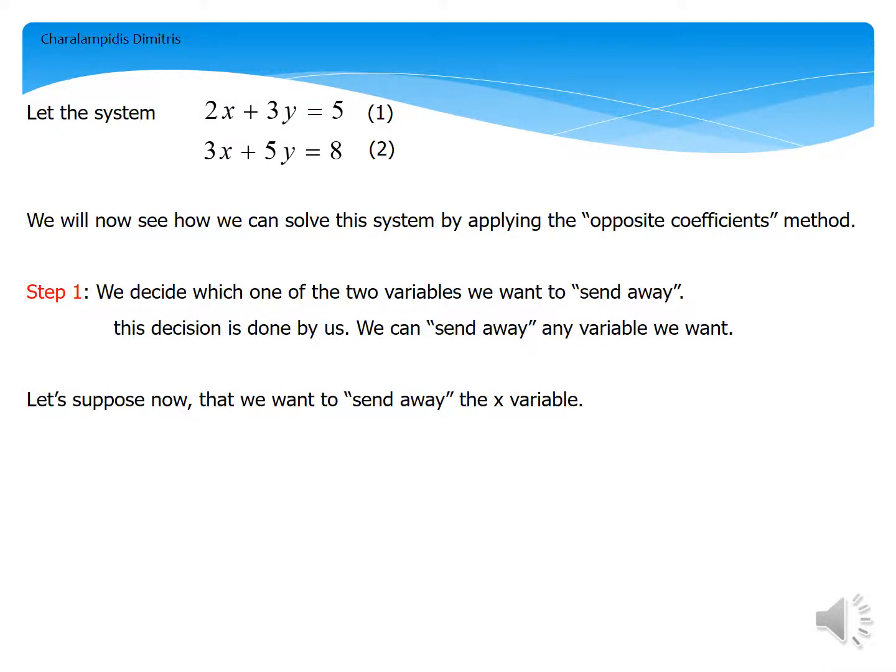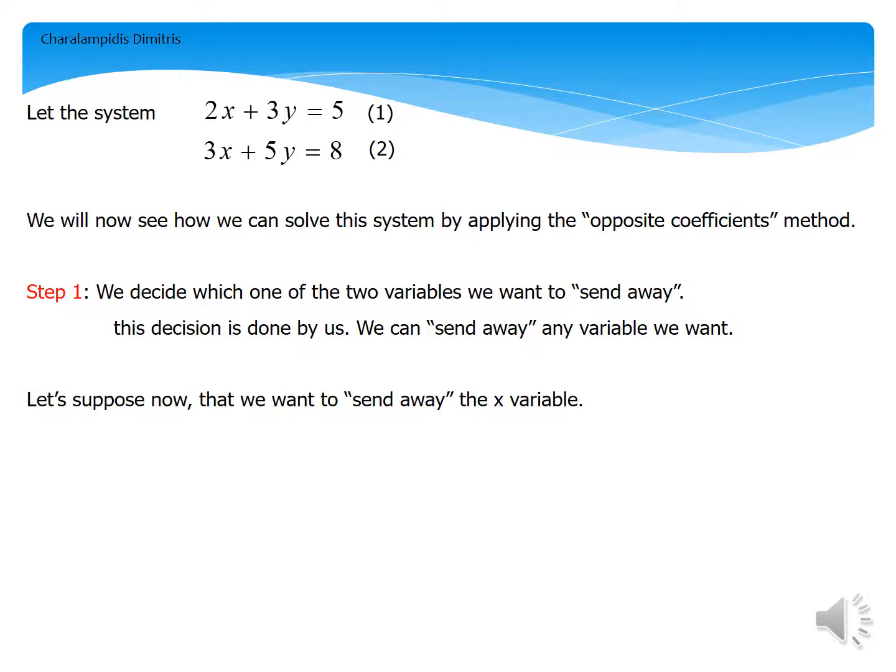Let the system that contains the two equations 2x plus 3y equals 5 and 3x plus 5y equals 8. We will now see how we can solve this system by applying the so-called method of opposite coefficients. In order to help ourselves during this solution, we can name from the beginning these two equations as 1 and 2 respectively. Now, in order to solve this system, we have to follow some steps.